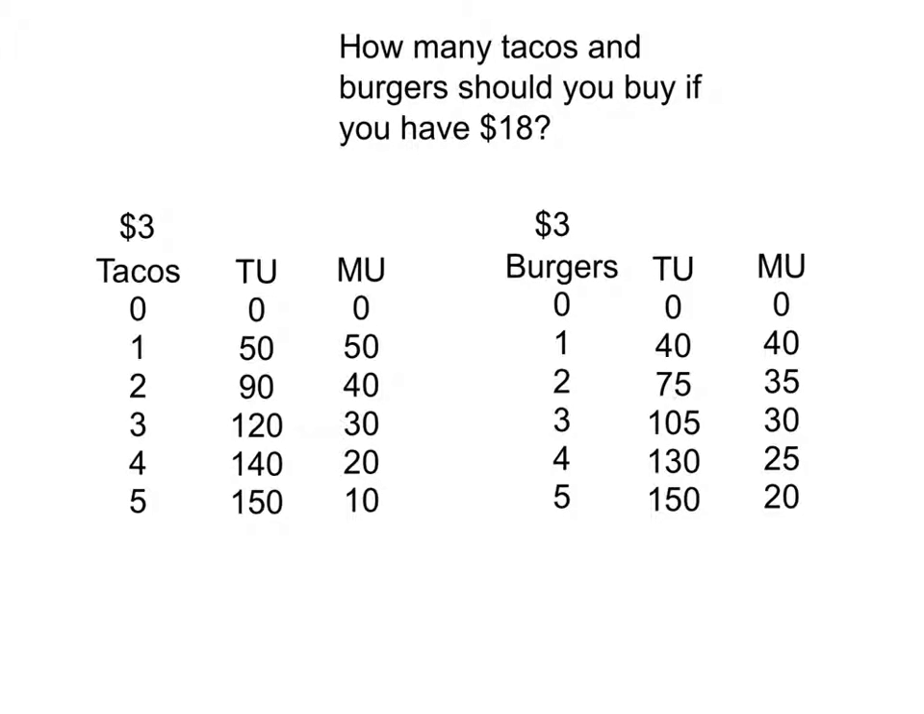So in this example, I'm going to get 3 tacos and 3 burgers, and my total utility will be 120 plus 105, which is 225. And you'll see that I can't do better by consuming more tacos and fewer burgers. So if I consumed 1 more taco, I would have 140 utils from tacos and 75 utils from burgers. And if I add those together, that's only 215. And if I had 2 tacos and 4 burgers, I would get 90 utils from tacos and 130 utils from burgers. And if I add those together, it's only 220.